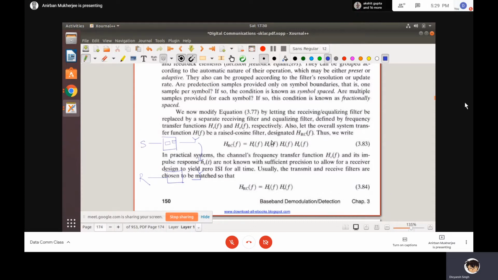Okay. Then there's an H channel. Now when the channel is delta, or if the channel has some transfer function, I am designing a separate equalizer filter in order to mitigate the effect of HCF. That means HCF and HEF should multiply to 1. Then the equalizer filter will be the inverse of the channel frequency response.